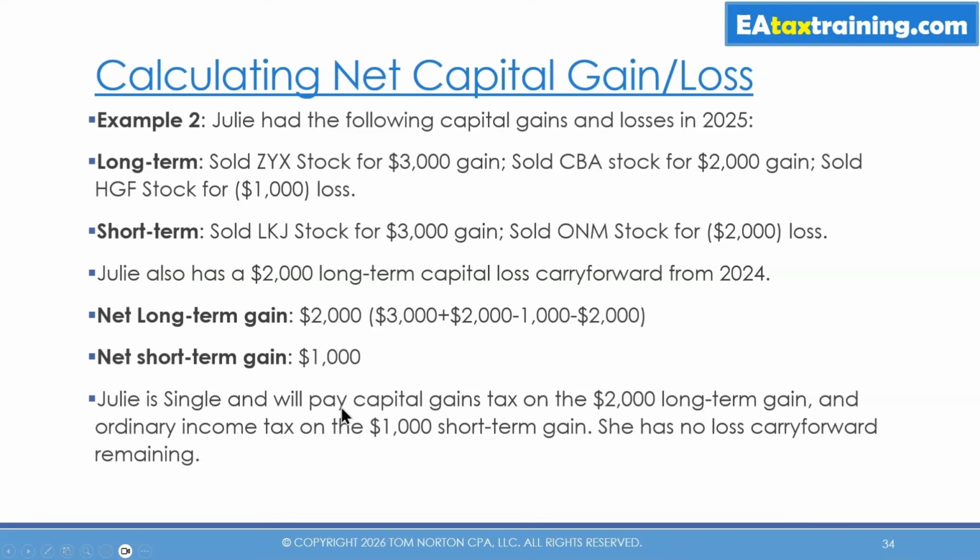So she is also single. She will pay capital gains rates on the $2,000 long-term gain and ordinary tax rates on the $1,000 short-term gain, and she has no carry forward remaining. It was all used up.